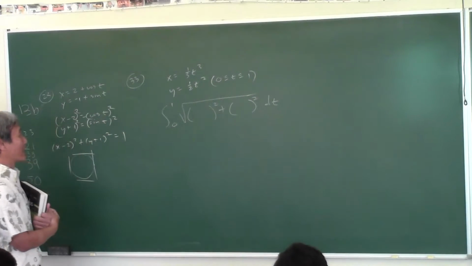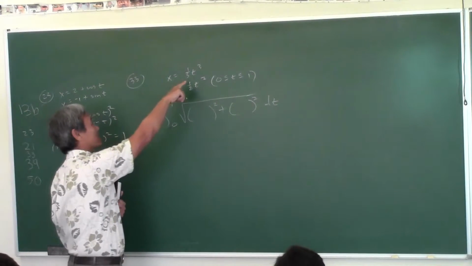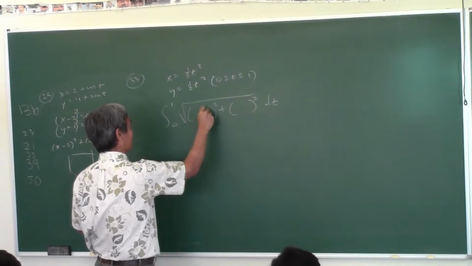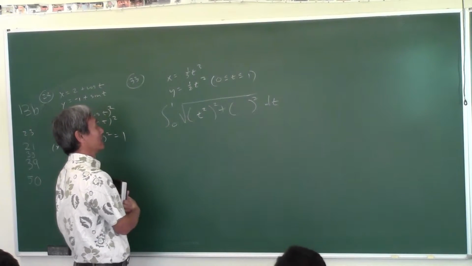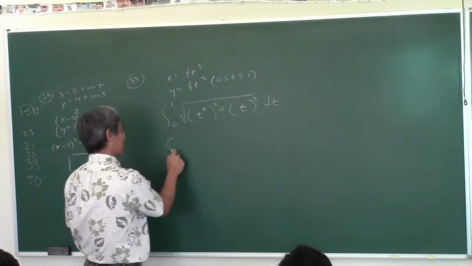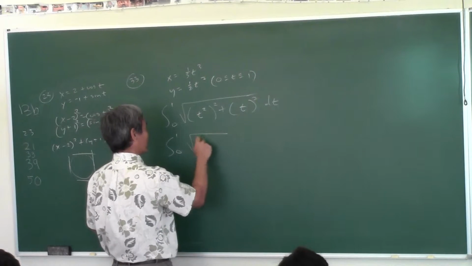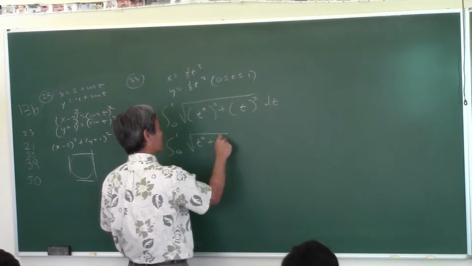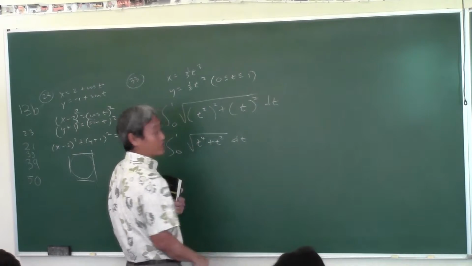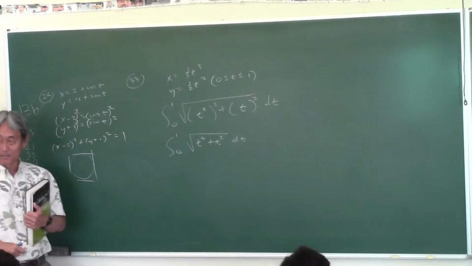Yeah. Okay, so what is dx/dt? Here's x. What is dx/dt? T squared. What is dy/dt? T. So this is the integral from 0 to 1 of the square root of t to the 4th plus t squared dt. Now the question is, can we compute this without a calculator?